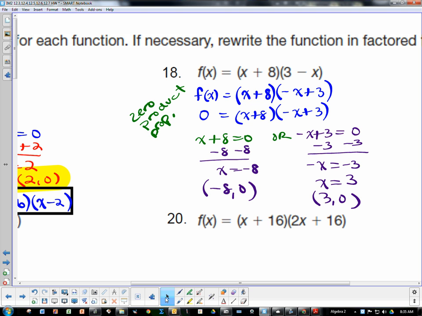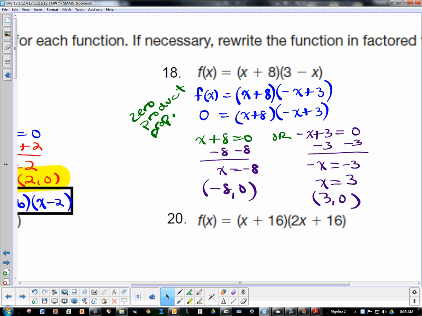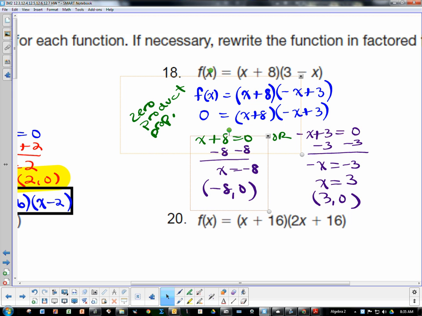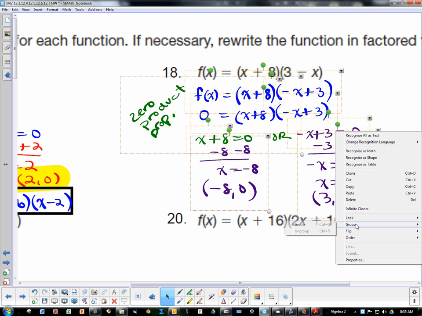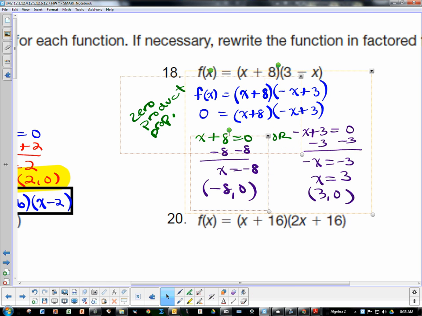All right, so bear with me. I need to kind of, let's shrink this down a bit. Something's not working there. All right, I'll just write it off to the side.